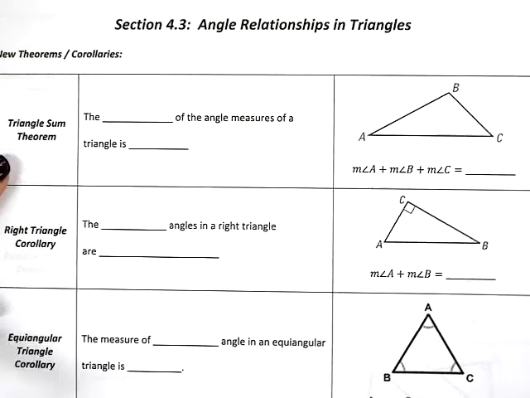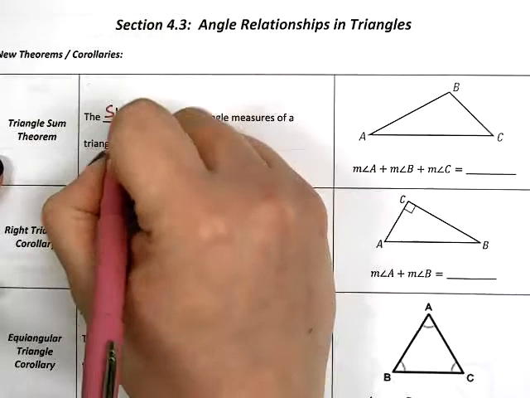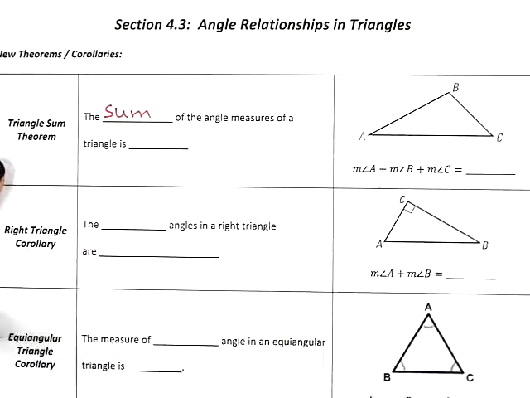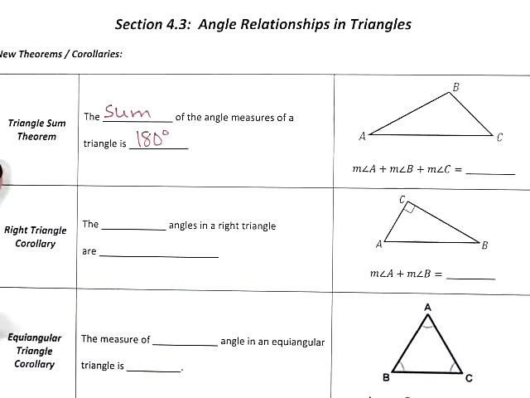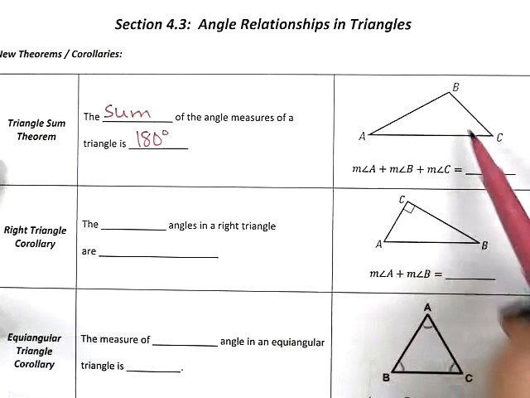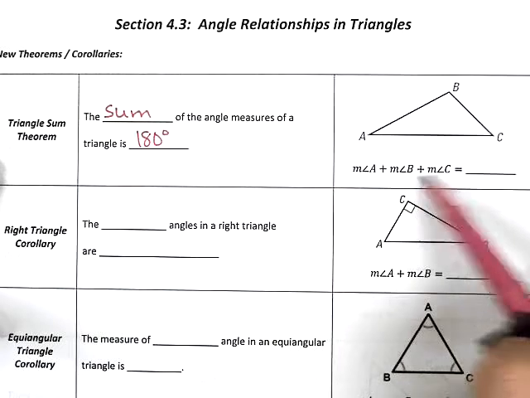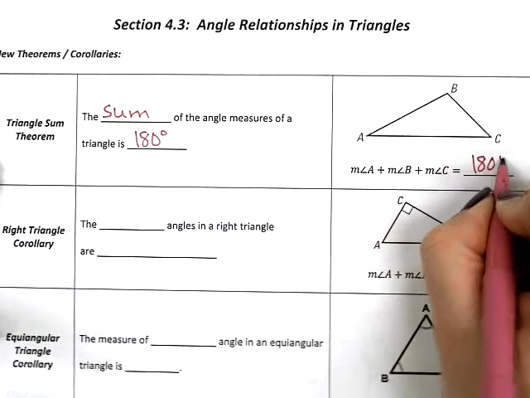Triangle sum theorem. This one's going to be really important for a lot of the problems that we solve from now on. The sum of the angle measures in a triangle is 180 degrees. I know I mentioned that in the last video. If you take all three angles inside, the measure of angle A plus the measure of angle B plus the measure of angle C is always going to equal 180 degrees.